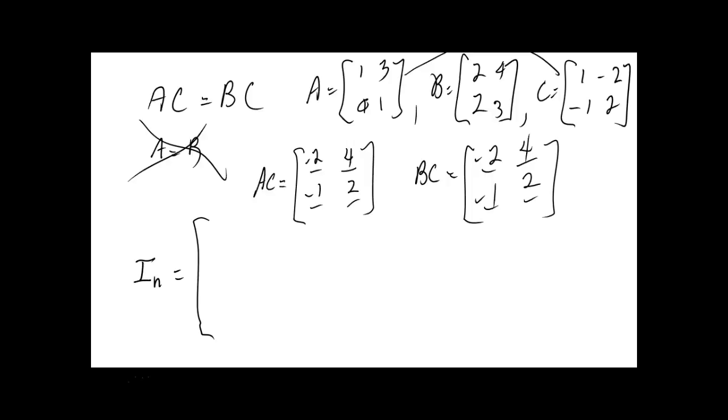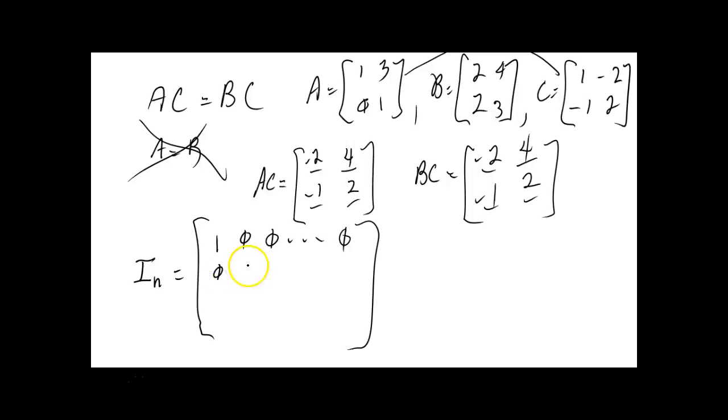Now, what does that mean? Can you tell me what an identity matrix looks like? Anyone want to guess at the first element? One, very good. Next one? Zero, next one? Zero, dot, dot, dot, up to? Zero, okay. Next row?